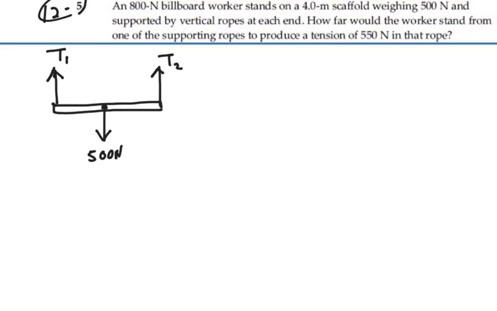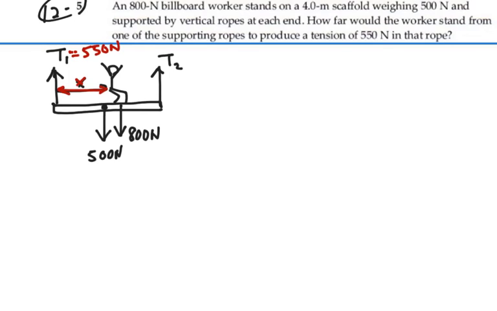And then we have a worker somewhere standing on this. We don't know where the worker is. And the worker has weight, and the weight of the worker is 800 newtons. We're going to assume the worker is some distance x from the left-hand side. Actually, let's put that in red. And hence, we're going to use that side as the side which has the tension of 550 newtons. So we're going to say that tension number 1 is 550 newtons, and we want to find out what x is for this worker.